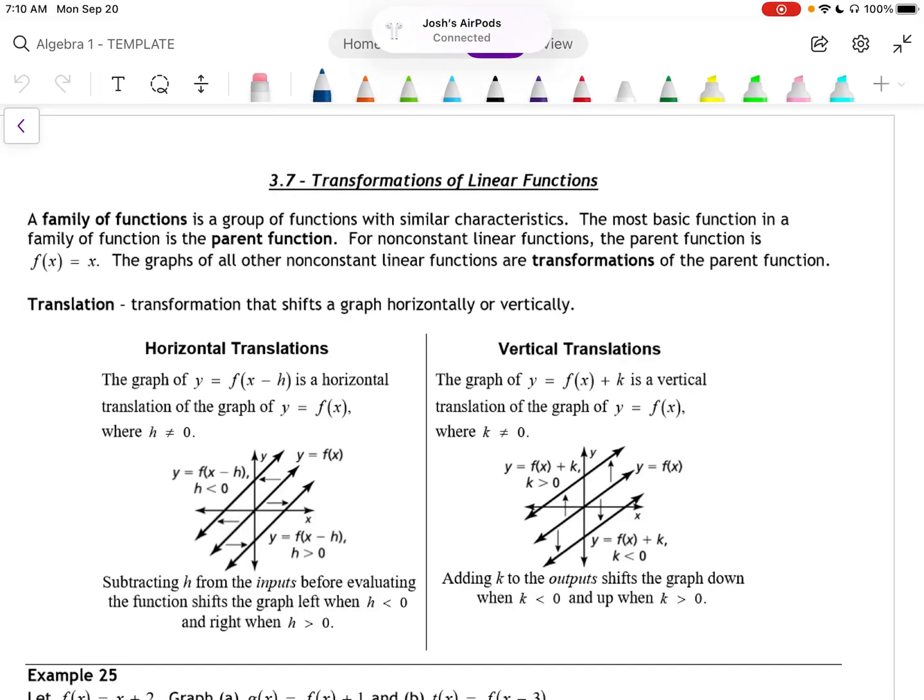Okay, 3.7, transformations of linear functions. So starting off, we have a definition that a family of functions is a group of functions with similar characteristics. The most basic function in the family is called the parent function. For non-constant linear functions, the parent function is f of x equals x. The graph of all other non-constant linear functions can be described as transformations of the parent.